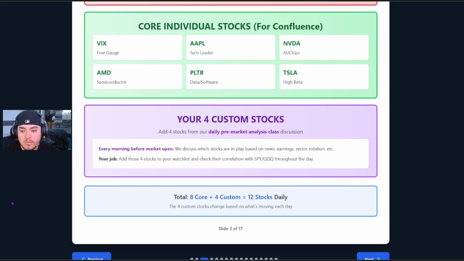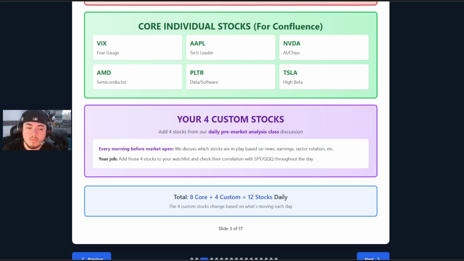Tech has been very choppy the last few weeks. All the high beta stocks, all of the high PE stocks have been taking a hit, have been having these super volatile moves or been getting beat down, right? Anyways, your job is to add those 4 stocks to your watch list and check their correlation against SPY and QQQ throughout the day, right?